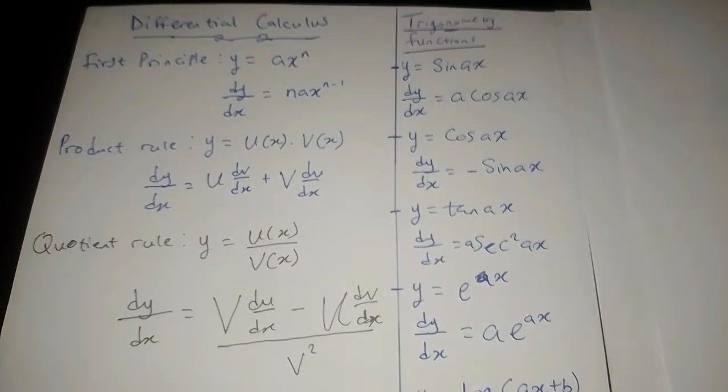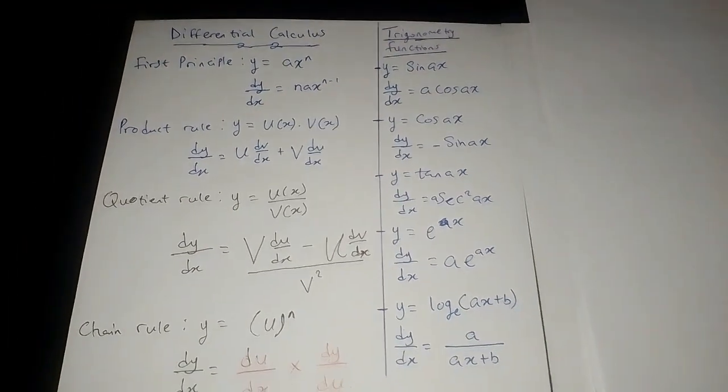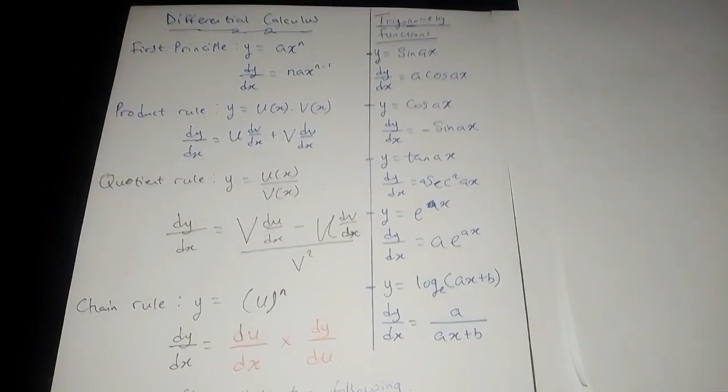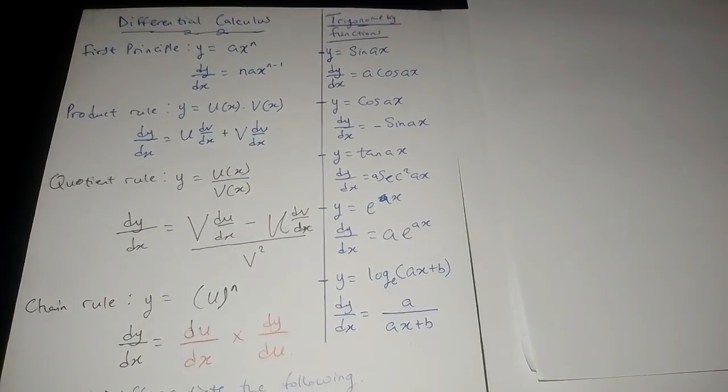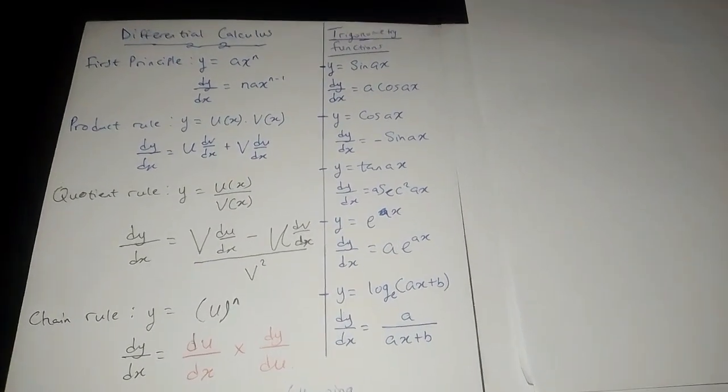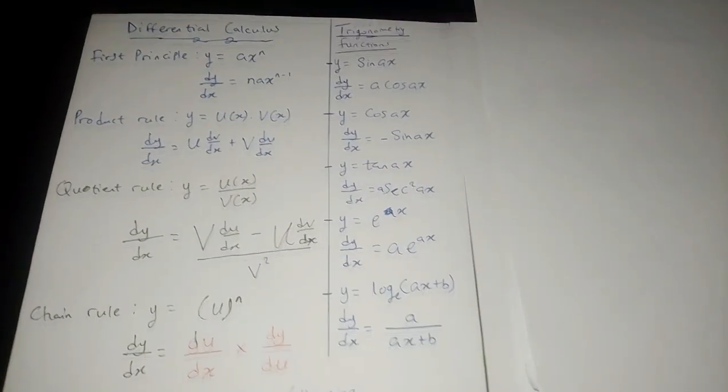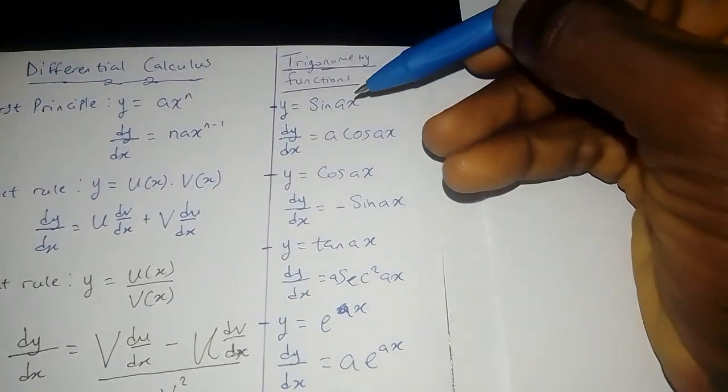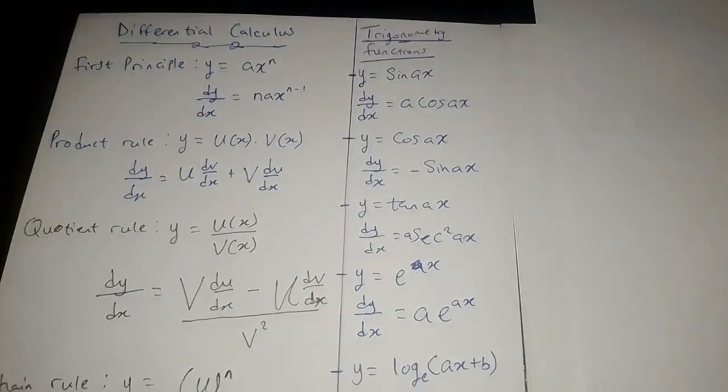Now, if I want to differentiate, I have the first principle, the product rule, the quotient rule, and the last one, which is the chain rule. Besides that, we still have the differentiation of circular functions, also called trigonometric functions. I'll be covering that after I explain all these parts.